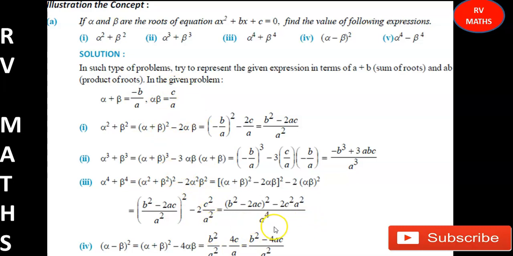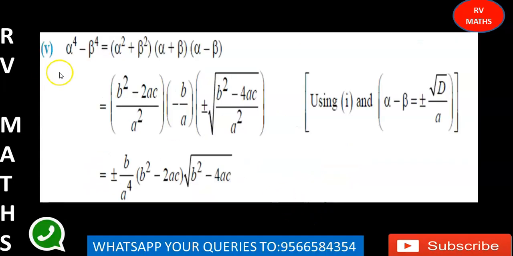We substitute like this. And similarly, we have alpha minus beta whole square, which can be written by using the algebra formula alpha plus beta whole square minus 4 alpha beta. Now we know the value of alpha plus beta and alpha beta. We substitute and simplify.